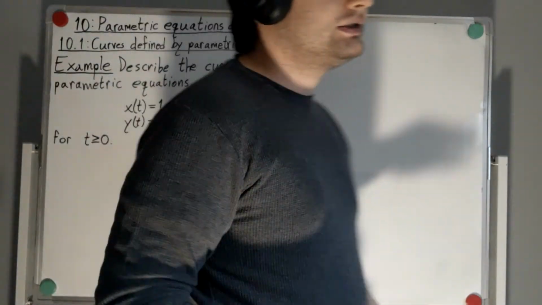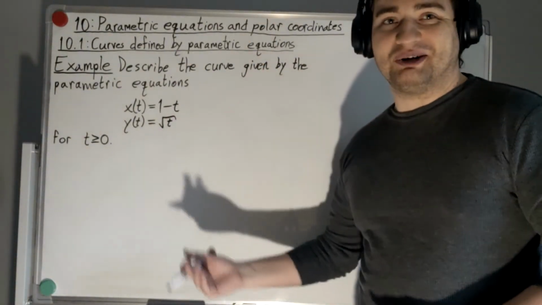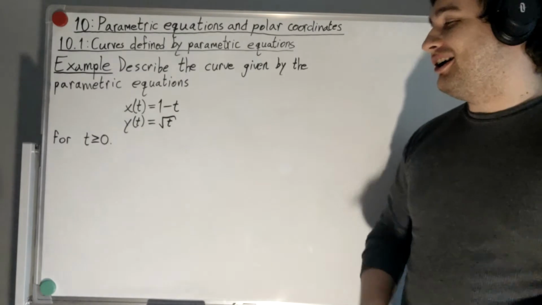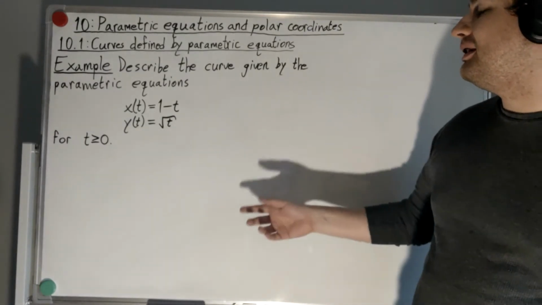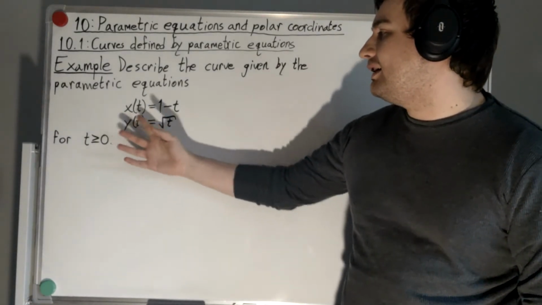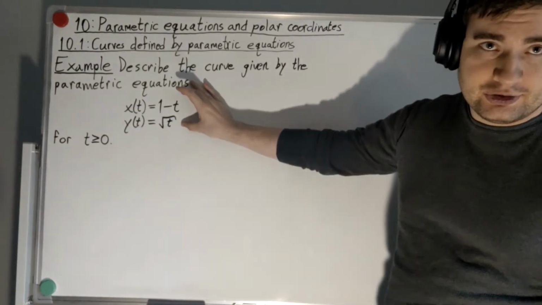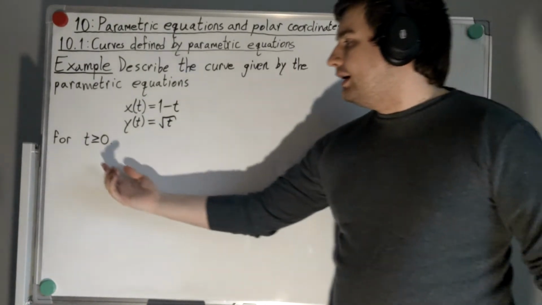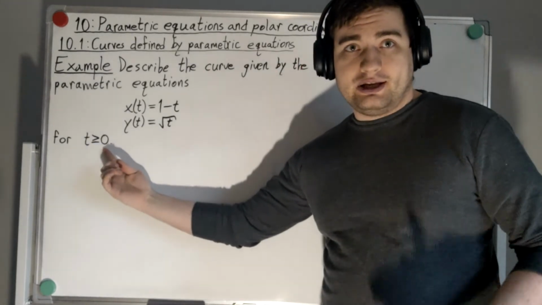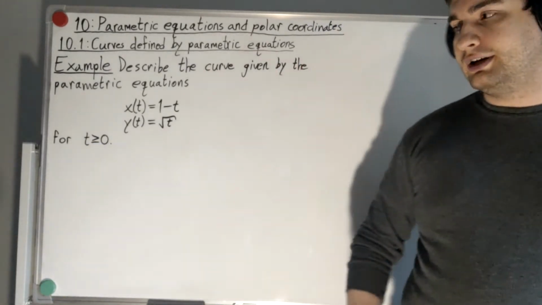So the idea is, I should have probably said this before, but the idea is this. All we need to describe a curve is a relation that gives x in terms of t, a relation that gives y in terms of t. These are called the parametric equations. And then a range over which t can vary. All right?